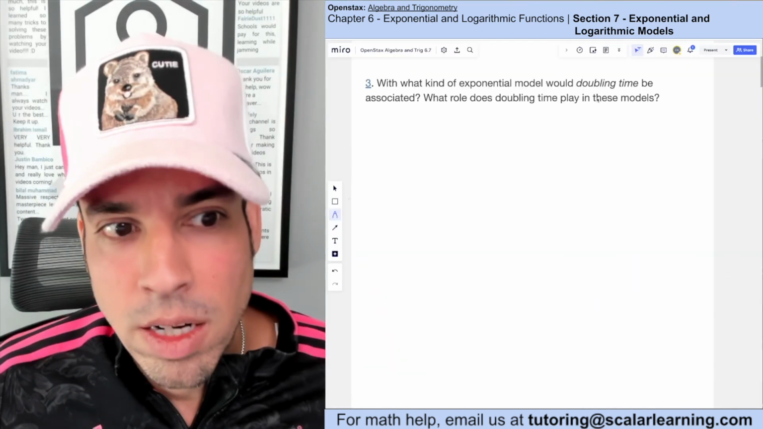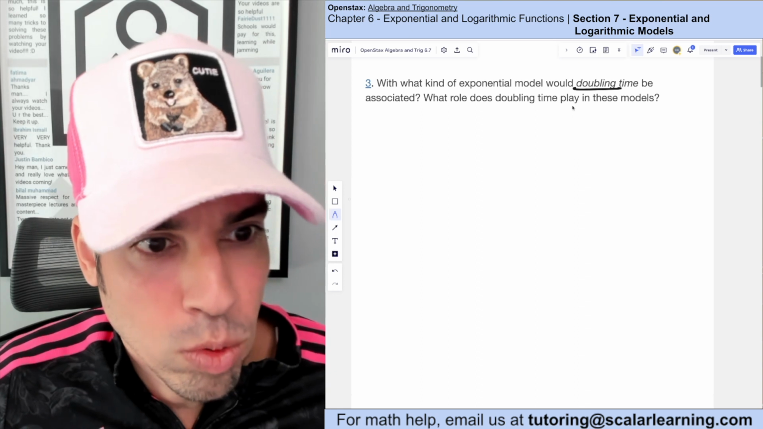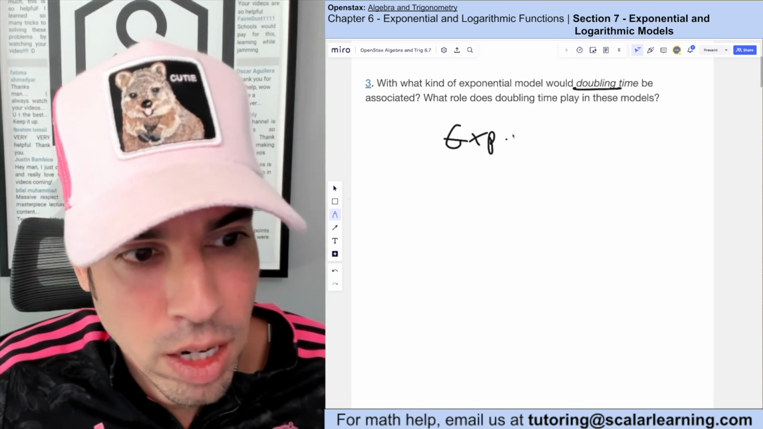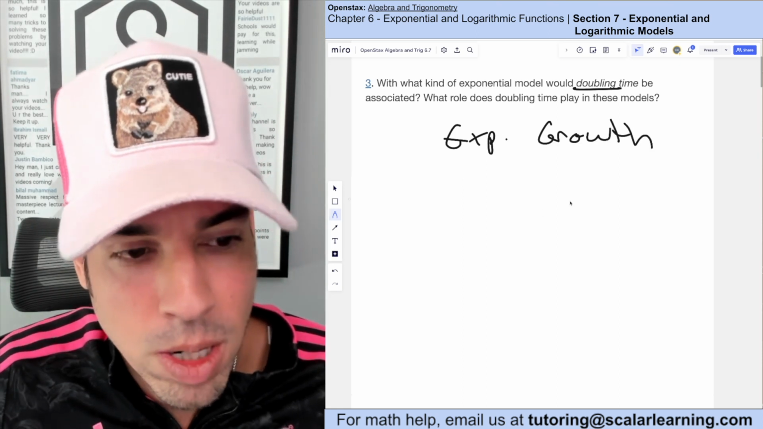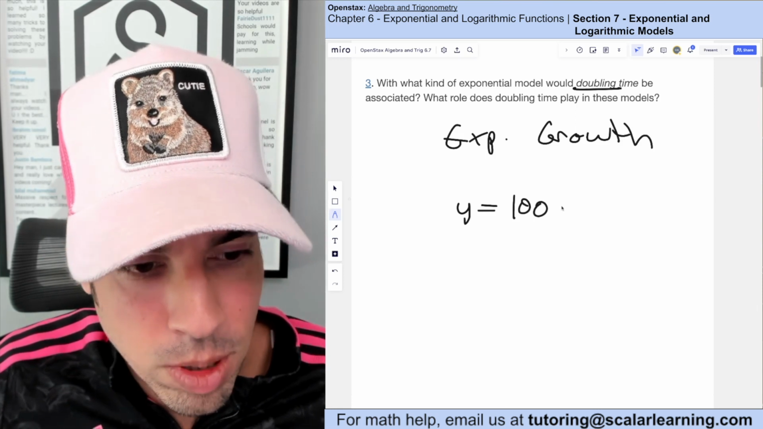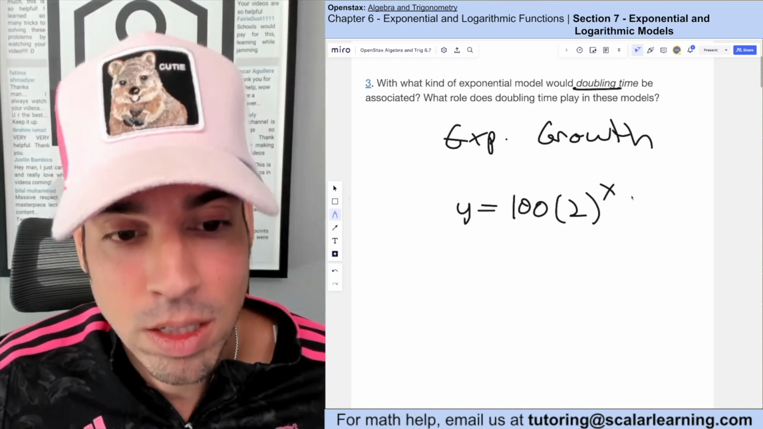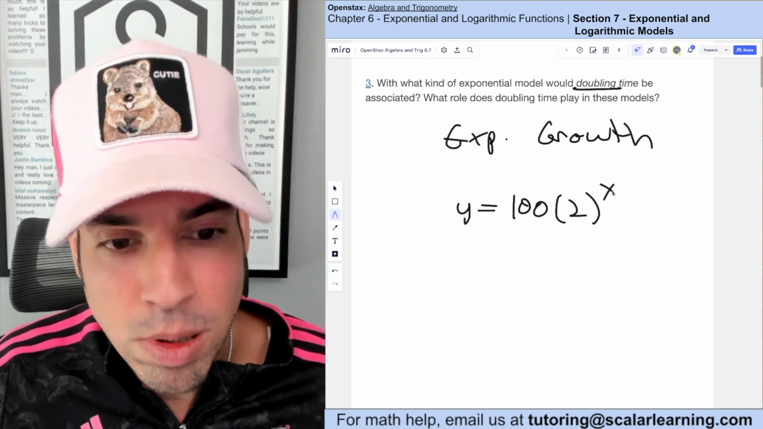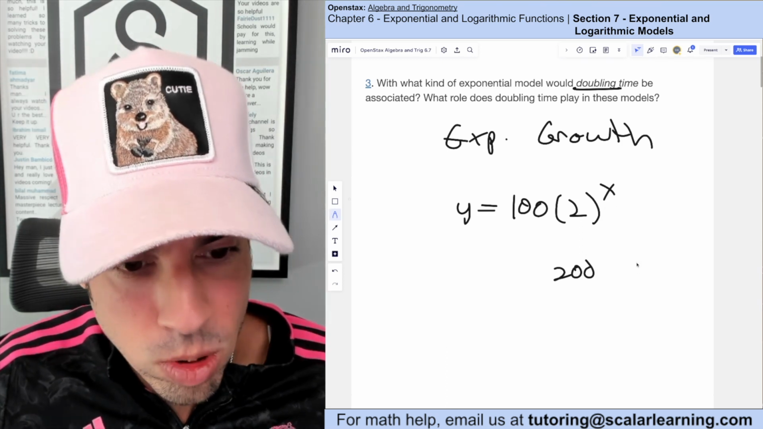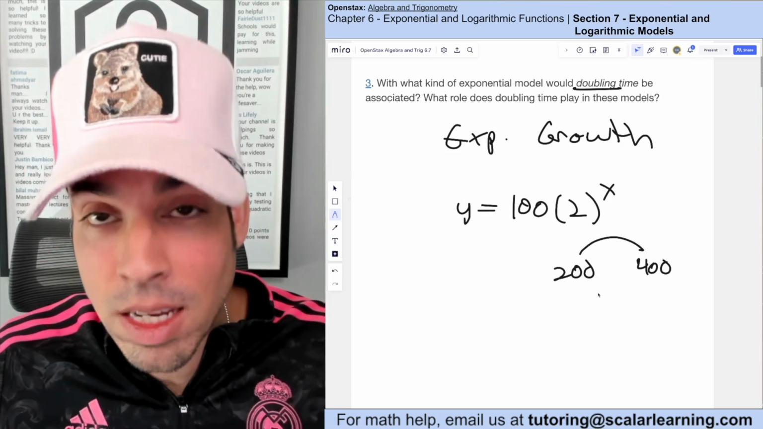Done. With what kind of exponential model would doubling time be associated? So we're talking about exponential growth, okay? And in this case, we'd be saying y equals, let's say 100, that'd be our initial value, times 2 to some exponential power. This is doubling, okay? You'd plug in 1, it would double to 200. Plug in 2, it would be 2 squared, which is 4 times 100, which is 400. So again, it's doubling every time x increments by 1.